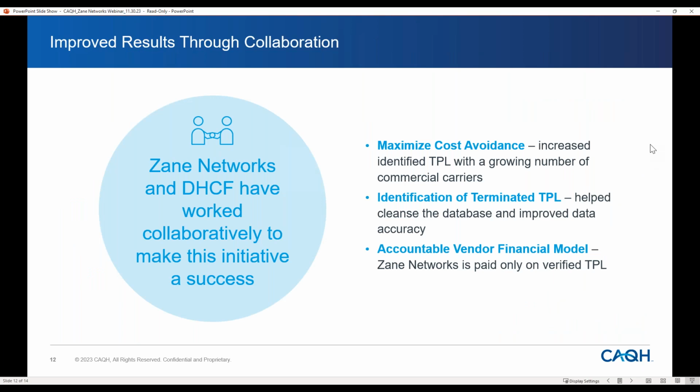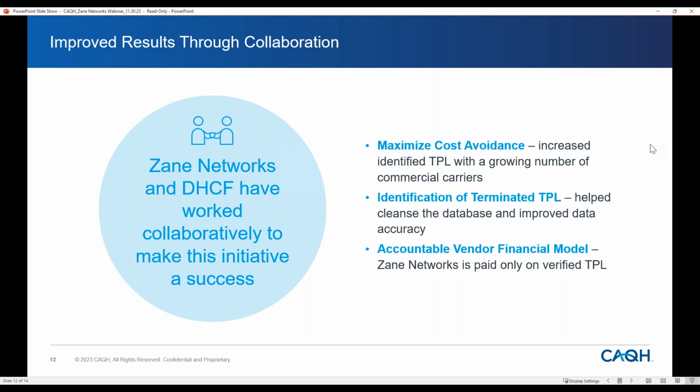And I wondered, Jay, if you could talk to what some of the outputs or the results have been that your team has seen in working together with the district? Yeah, so as we've been talking about, maximizing that cost avoidance by increasing a growing number of commercial carriers that we've been able to identify. And the one in the middle, identifying terminated TPL, I said at the very onset today that was one of the goals that the district had, to clean that database.